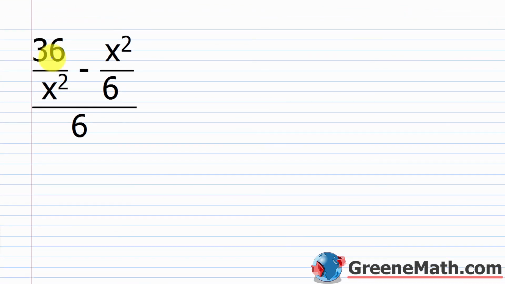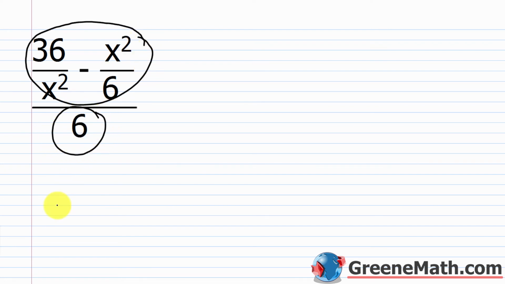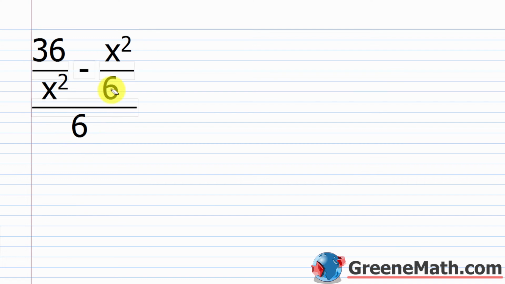All right, let's take a look at another one. We have 36 over x squared minus x squared over 6, and then this is over 6. Now don't get confused with this one. This is your numerator for the complex fraction. This is your denominator. The denominator does not have to have a fraction involved. It can just be a number 6. But in order to not confuse yourself here, go ahead and write it as 6 over 1. So now it's clear when I'm thinking about 6 over 1, the denominator is a 1.